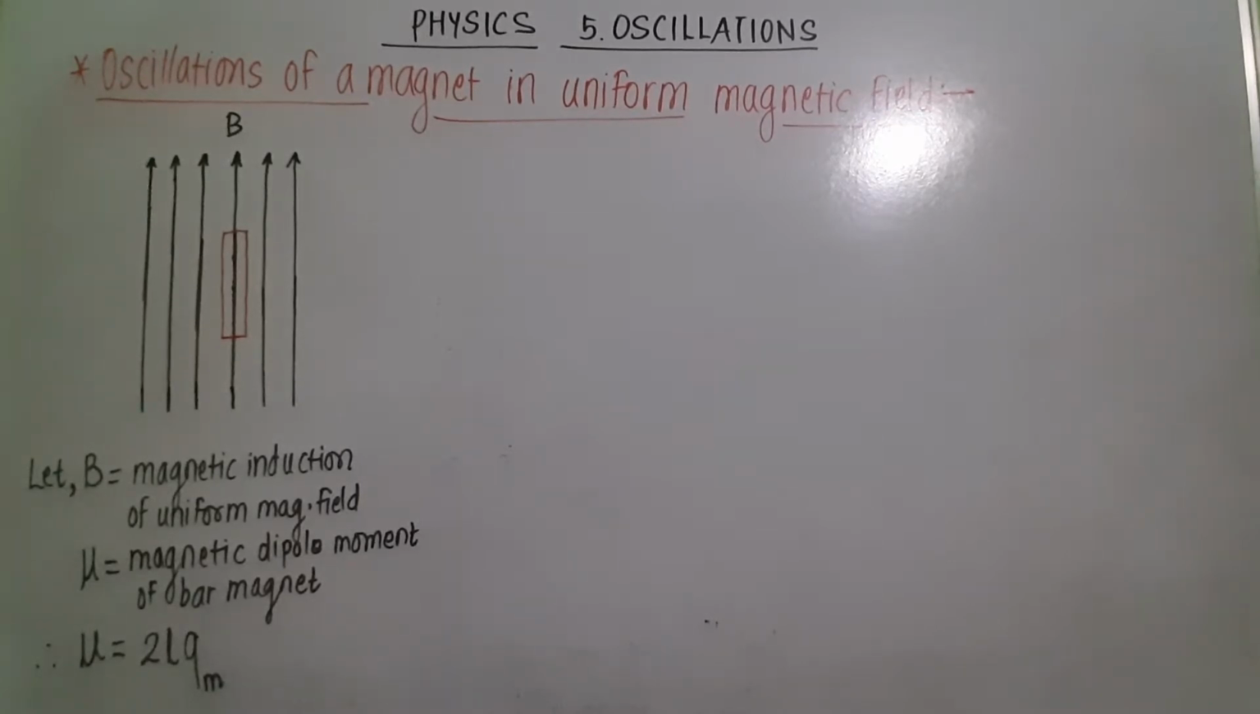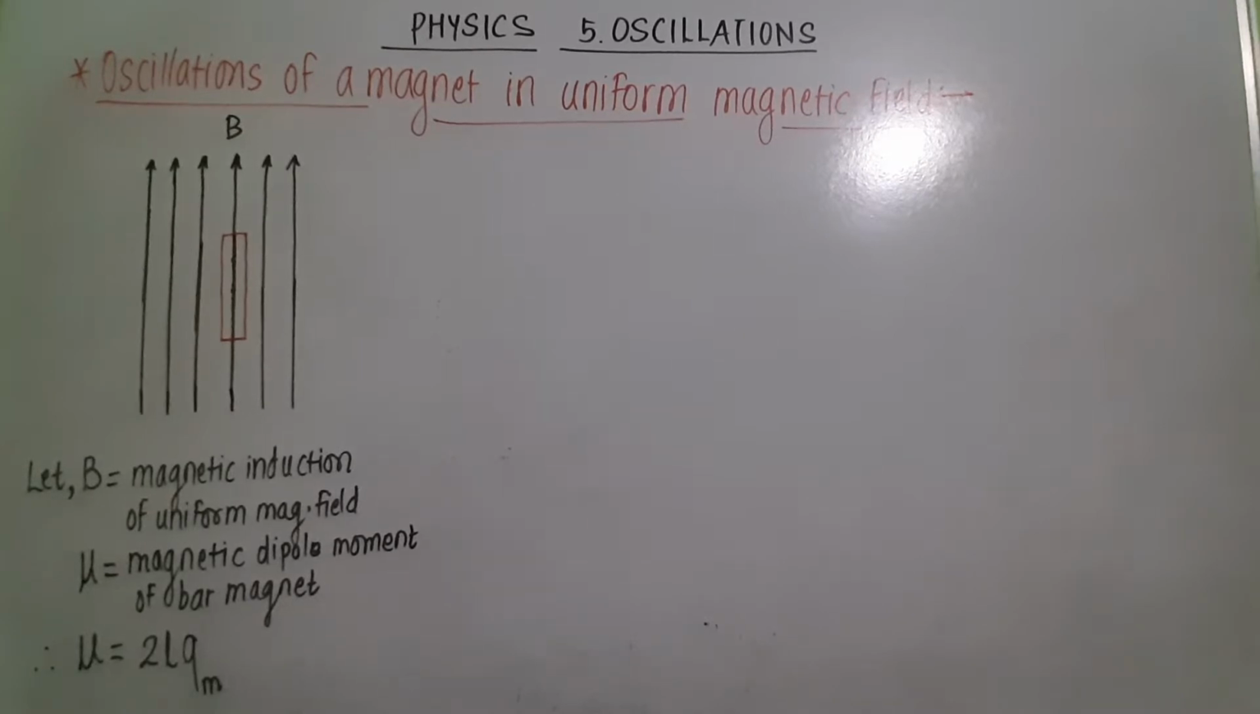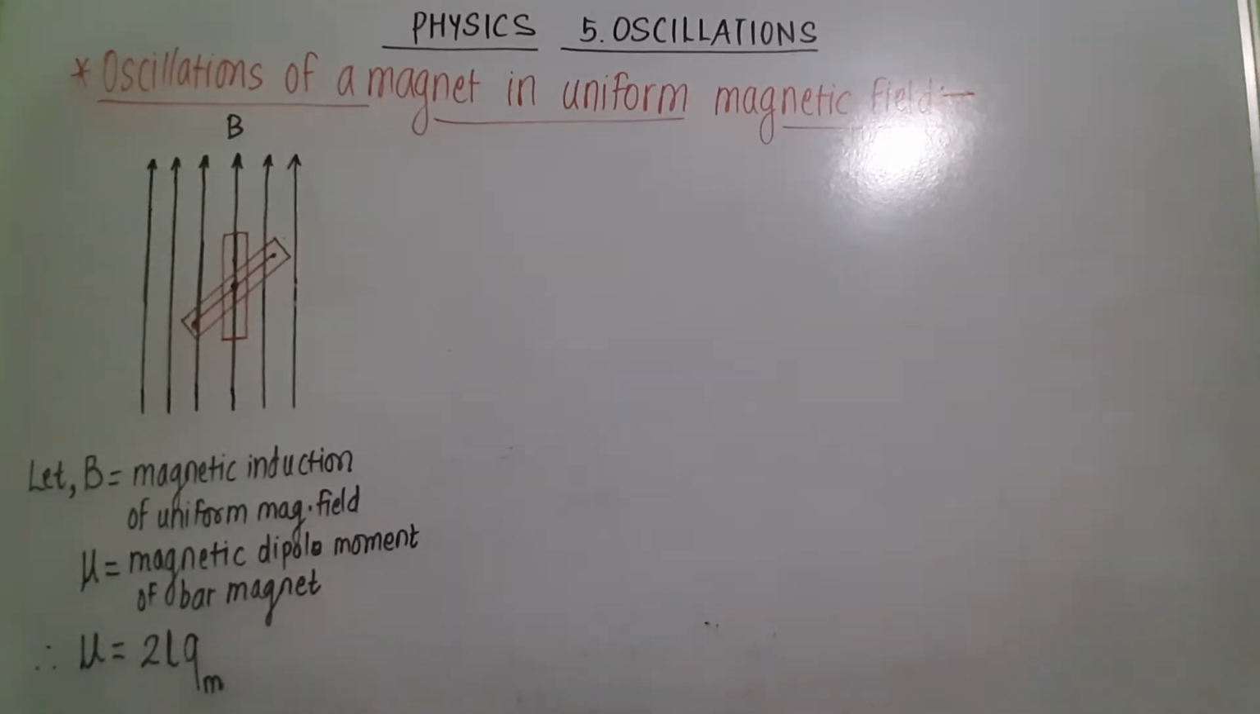Now this bar magnet is given a small angular displacement theta about its axis and released. तो वो क्या करेगा? That magnet performs angular oscillations, मतलब वो oscillatory motion करेगा. So theta is the angular displacement of the magnet.